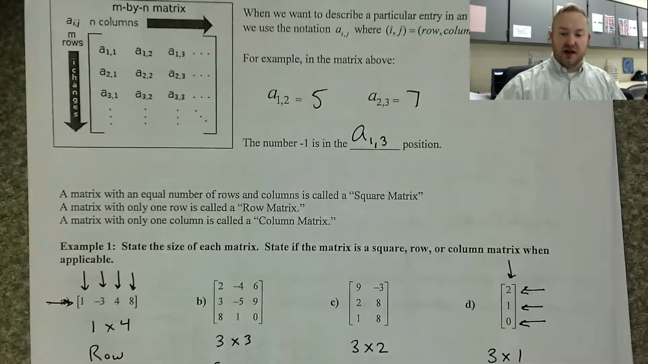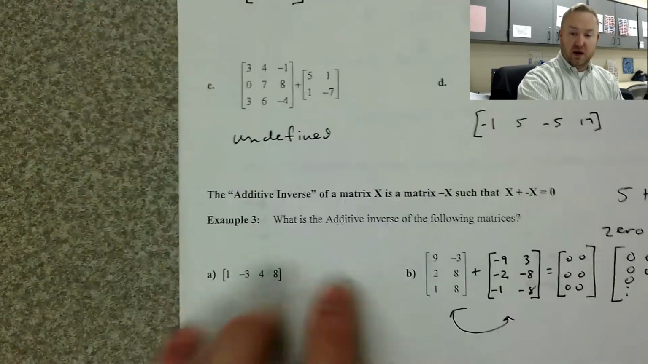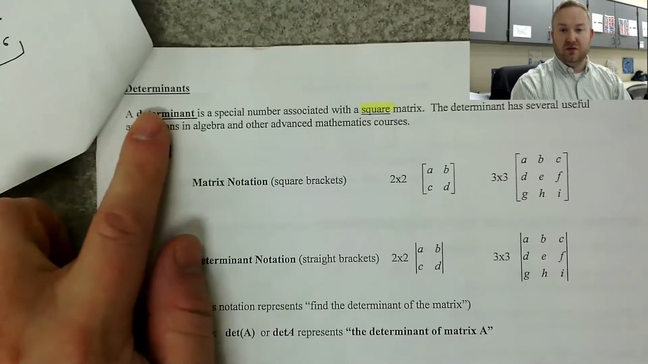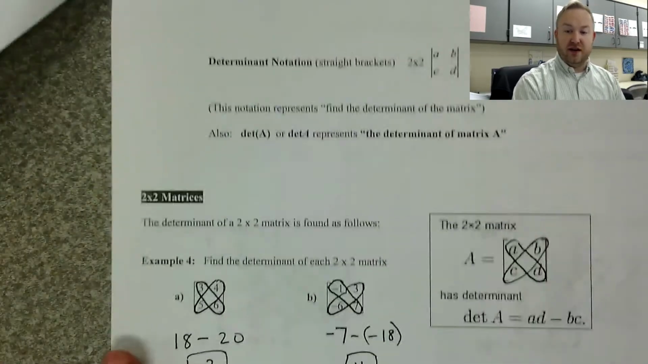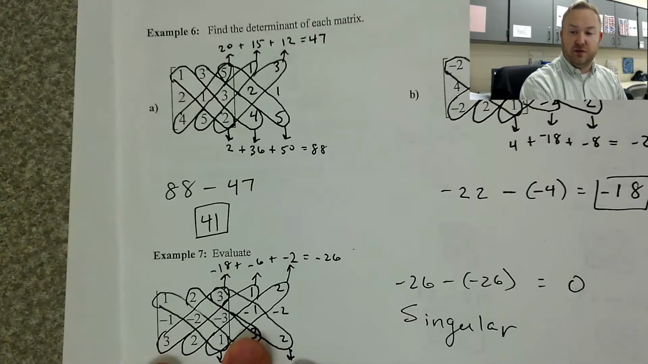We just learned about rows and columns for matrices, square, column, and row matrices. We learned how to add and subtract. We learned what an additive inverse matrix is. We set up numbers from a word problem in a matrix. We learned about scalar multiplication, what a scalar was. We learned, well, we didn't really learn what a determinant was, but we learned how to find determinants for 2x2 matrices and for 3x3 matrices. And that's the last thing we did, was to learn the determinant of a 3x3 matrix.